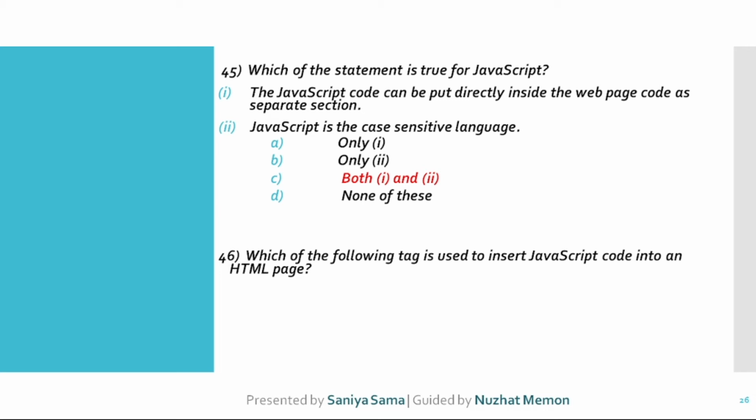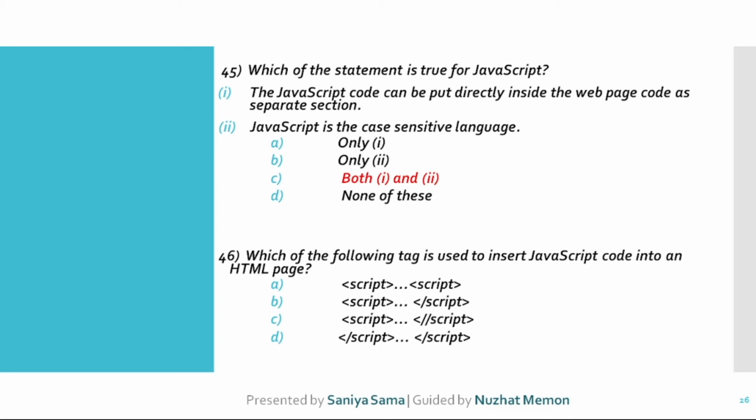46. Which of the following tag is used to insert JavaScript code into an HTML page? Option A, script, script. Option B, script/script. Option C, script/script. Option D, script/script. The answer is script/script.